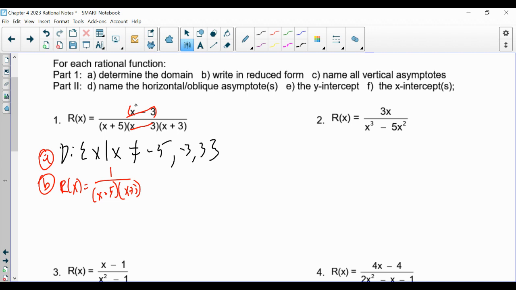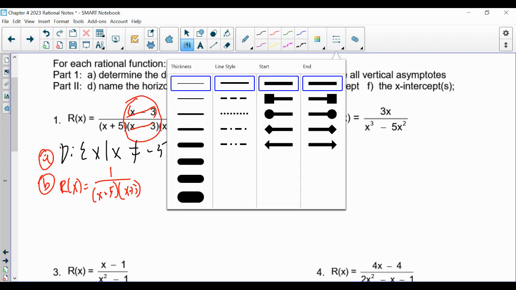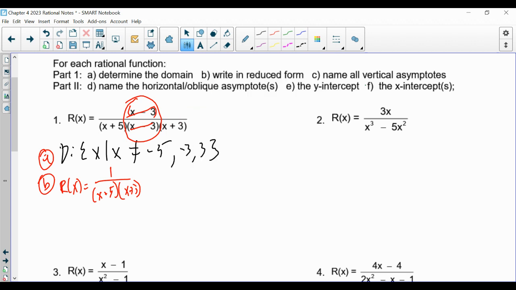Now, what we canceled out will tell us something important. We're not going to talk about it quite yet, but just to foreshadow things, that's going to help us find our hole or our removable discontinuity. Okay. So the next step is to name all verticals. Well, we have to do it after the reduced, because when we reduce, what cancels out is our hole. What's left over in the denominator is our verticals.